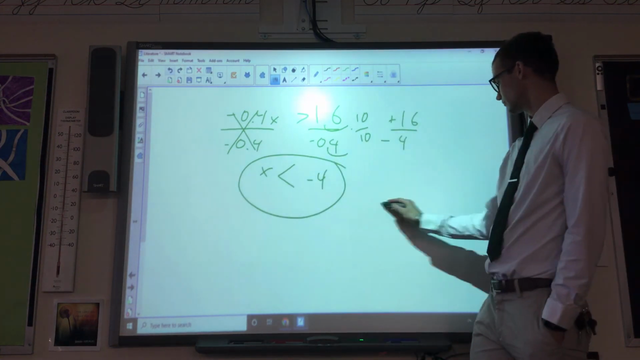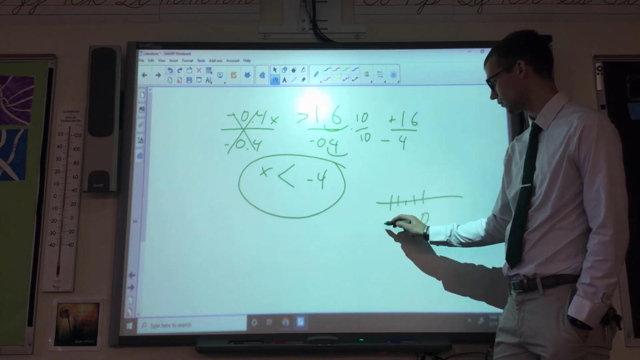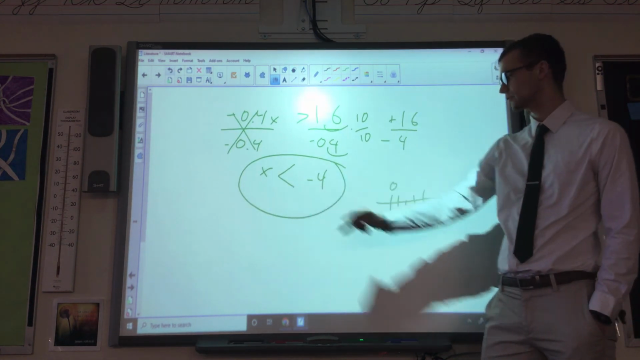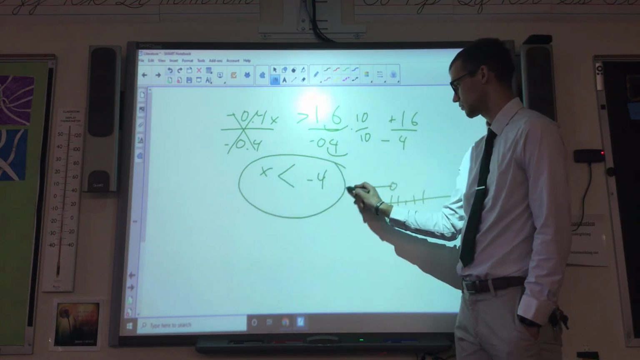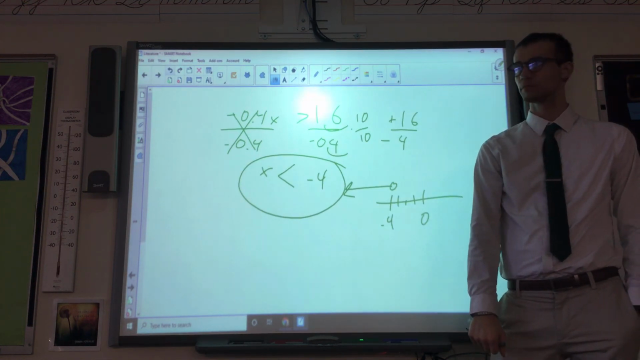X is, well, I make my line here: 0, negative 1, 2, 3, 4. Open circle, because it's greater than, not greater than or equal to. Variable's on the left-hand side, so I can just follow the arrow. Good? Okay.